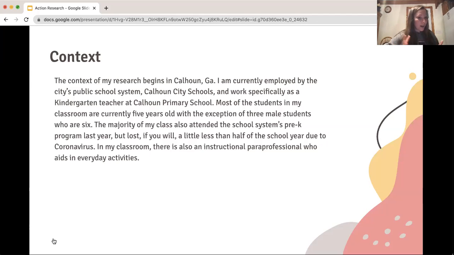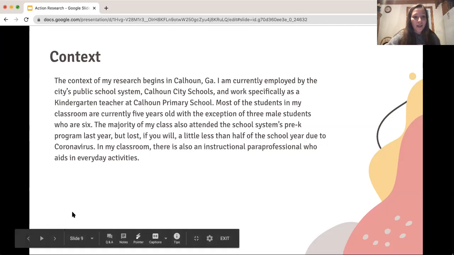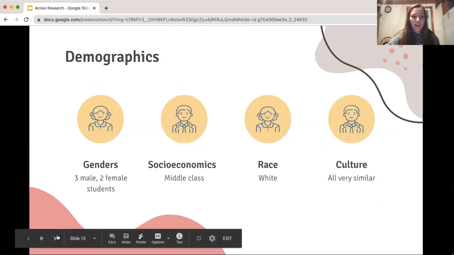So a little bit of context. I'm from Calhoun, Georgia. That's where I'm teaching, and I'm employed by the city's public school system. And I work specifically as a kindergarten teacher at Calhoun Primary. Most of the students in my class are 5, and the majority of my class also attended the school system's pre-K. But truly, they lost a little less than half of the school year due to coronavirus. There's also an instructional paraprofessional in my classroom who aids in everyday activities.